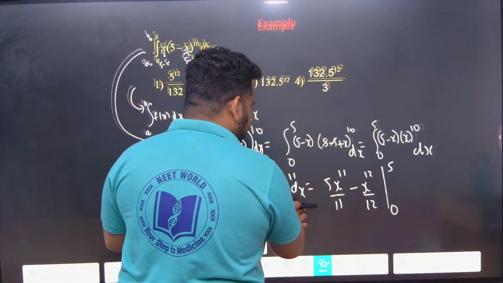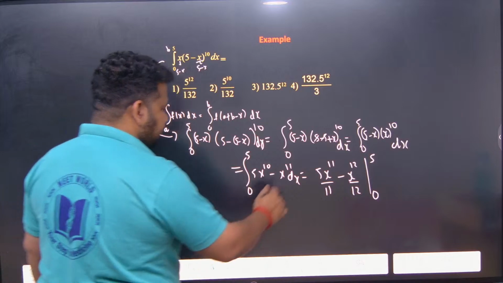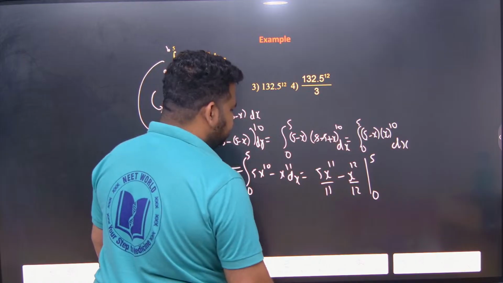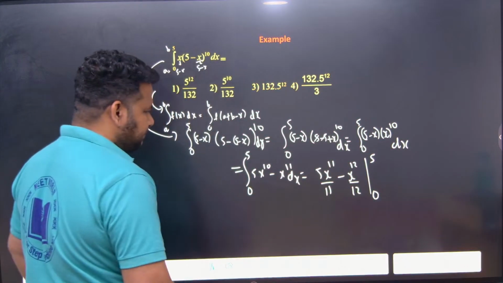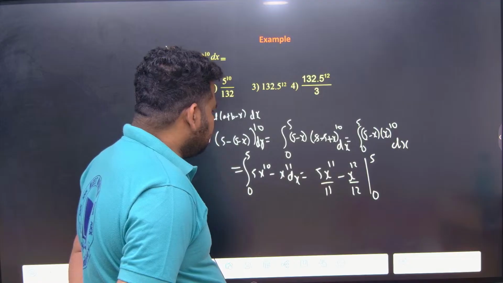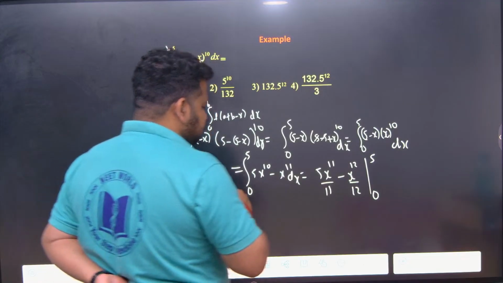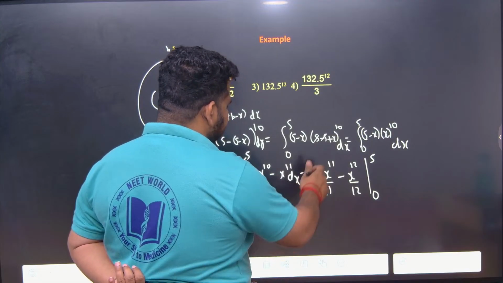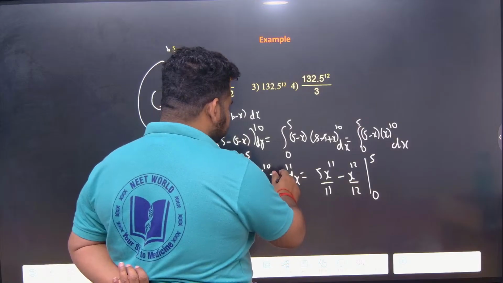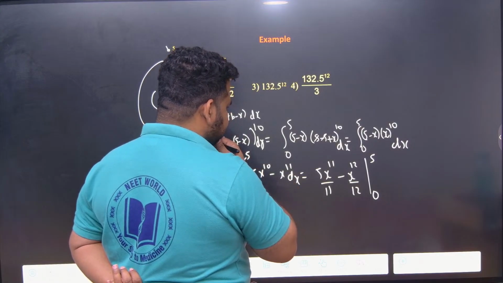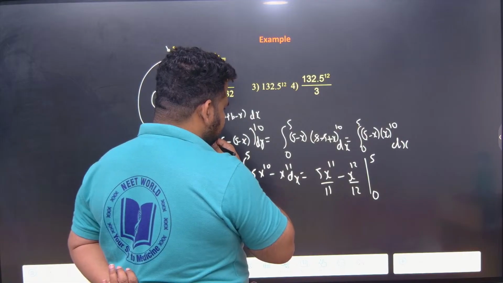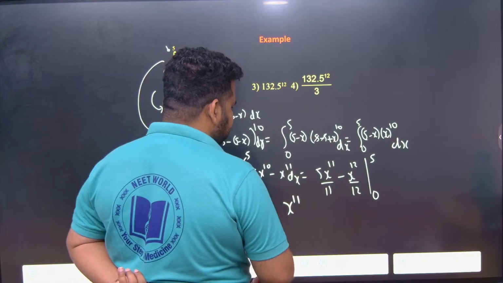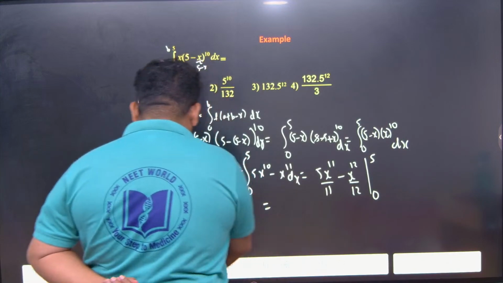Now observe carefully. What I can do here is take x to the power of 11 outside, since x into x to the power of 10 is x to the power of 12. So I will take x to the power of 11 outside, and simply put the limits.